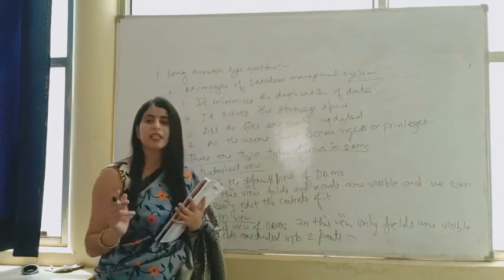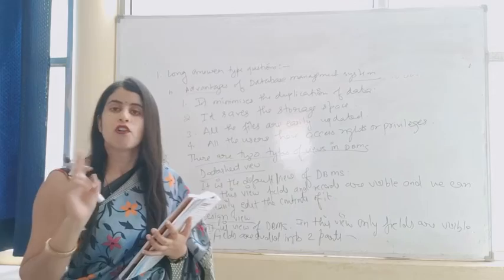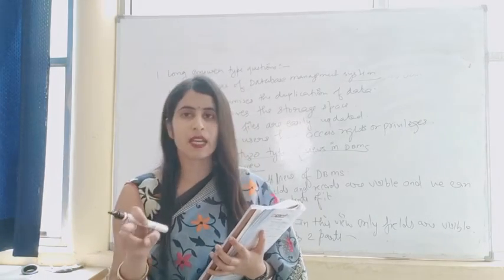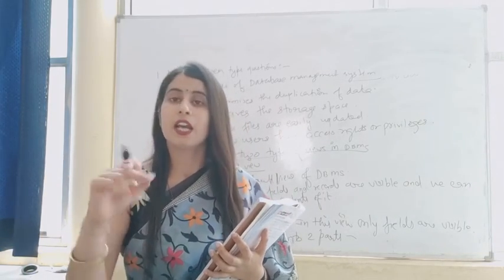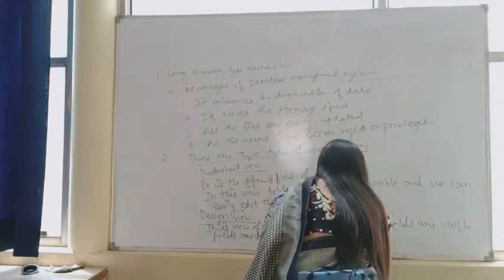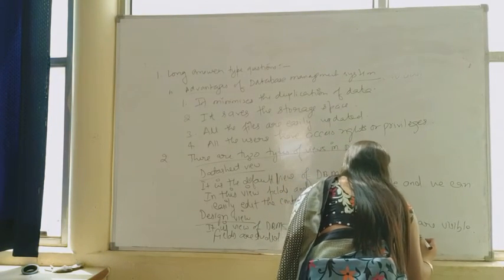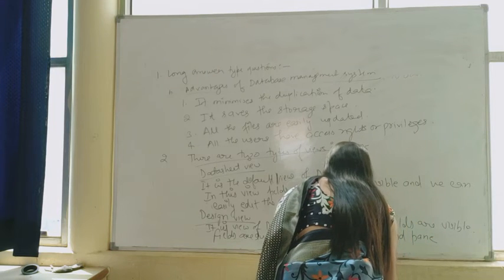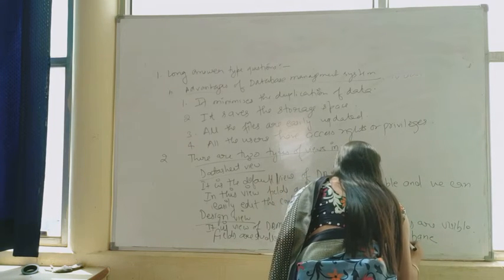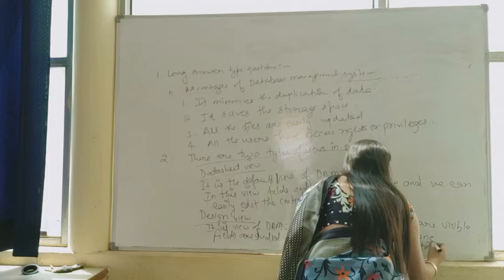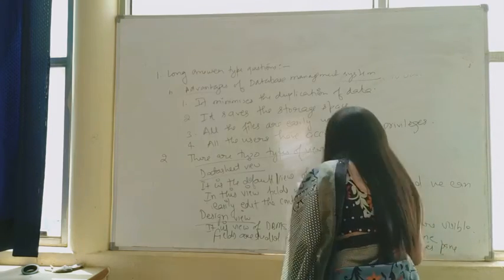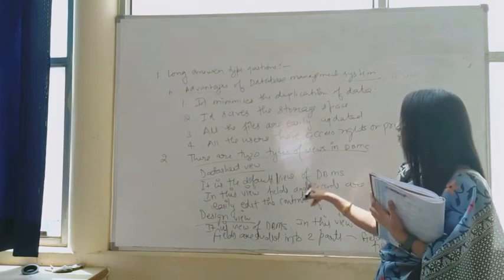Okay, and what are these two parts? They are, first one is the field grid pane and second one is the field properties pane. Okay, so first one is field grid pane, P-A-N-E, and second one is field properties pane.